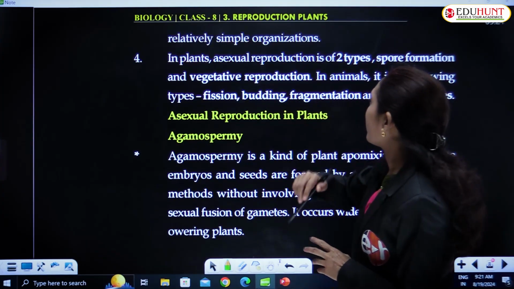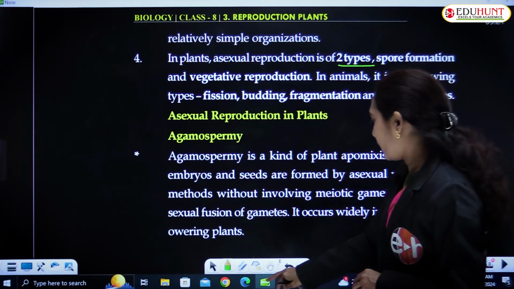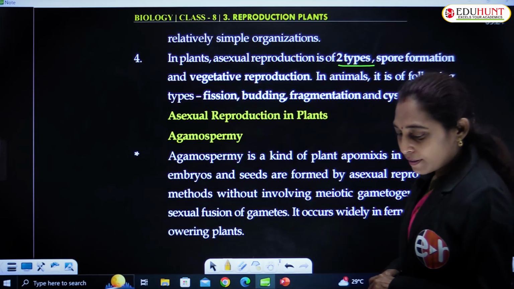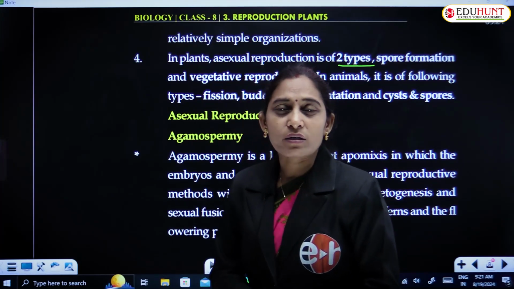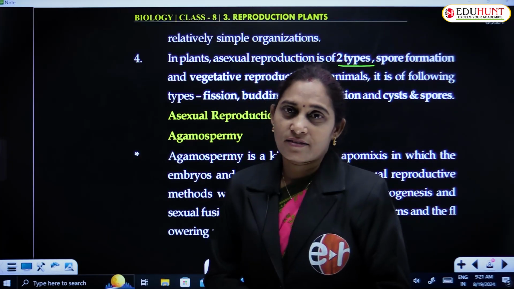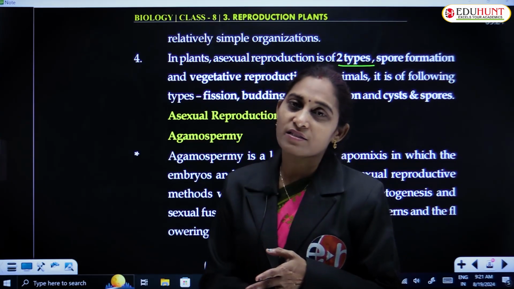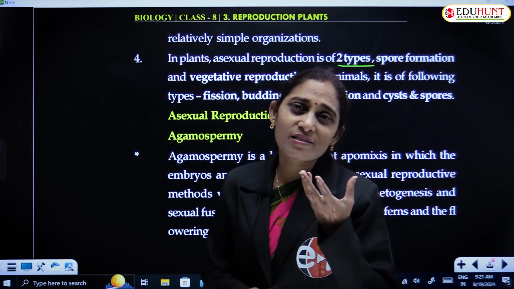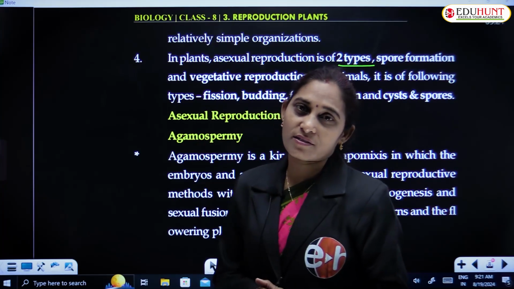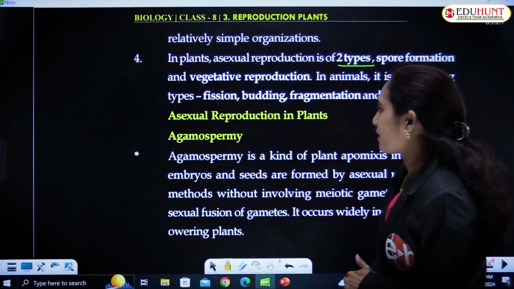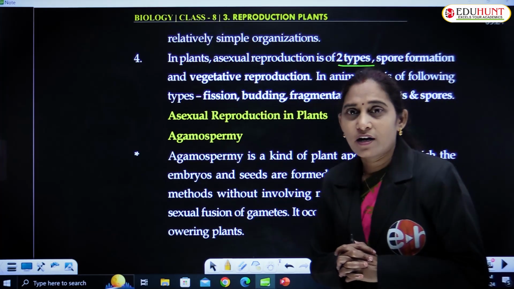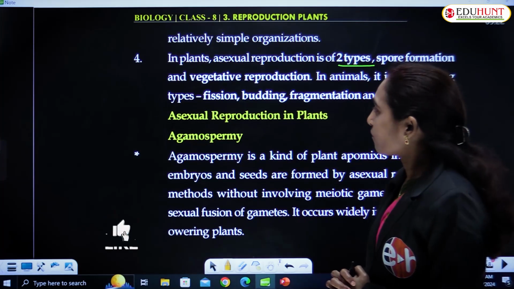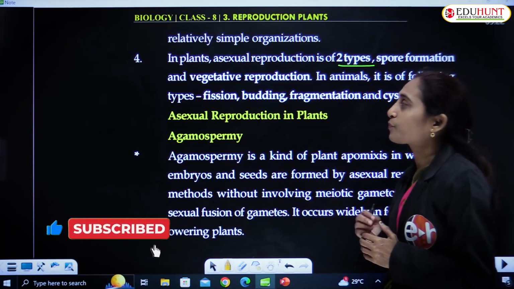In plants, asexual reproduction is of two types. One is spore formation and the second one is vegetative reproduction. In plants, what are the vegetative parts? Yes, you know that roots are vegetative parts, stem is a vegetative part, branch is a vegetative part, leaves are vegetative parts. Then flowers, what are the flowers? Flowers are reproductive parts. So there are two types of asexual modes of reproduction in plants. One is formation of spores and the second one is formation through vegetative propagation.